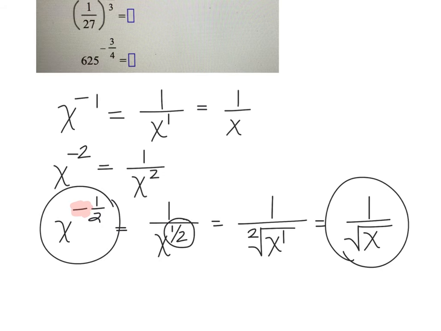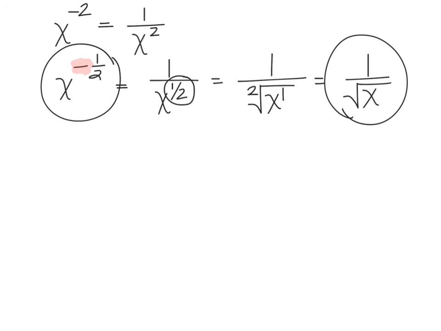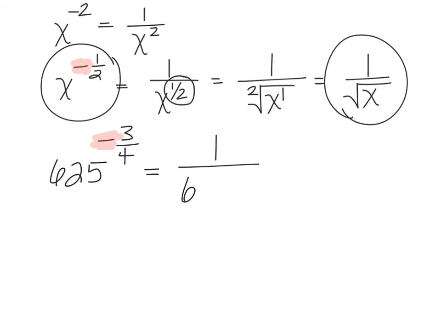So x to the negative 1/2 power is the same as 1 divided by the square root of x. So now let's look at our example, which was 625 to the negative 3/4 power. So 625 to the negative 3/4 power, we're first going to deal with the fact that the exponent is negative. So negative exponents, they do not become negative numbers, they become fractions. So a negative exponent causes this to be 1 divided by 625 to the 3/4 power.